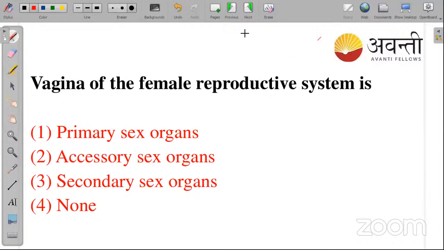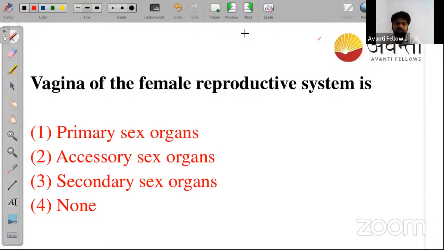Okay, so I am ending the poll now, and this is your result. Maximum people chose option C. Obviously option C is the correct option. Let's see how it is correct.